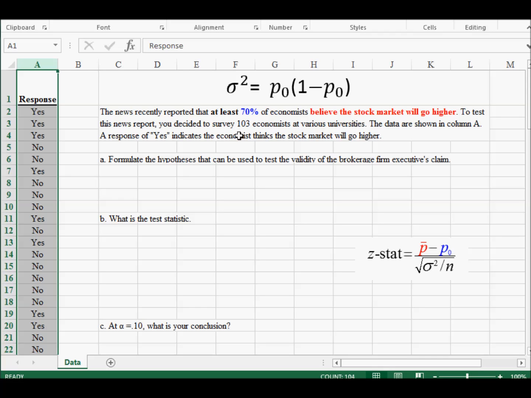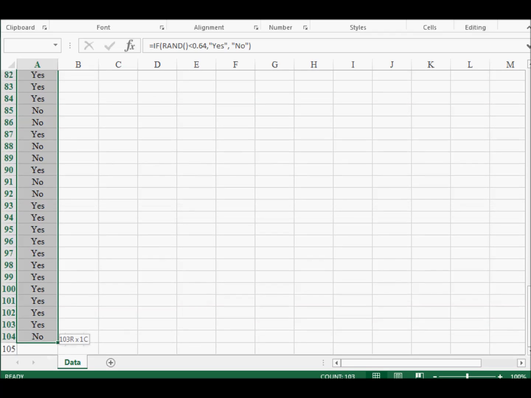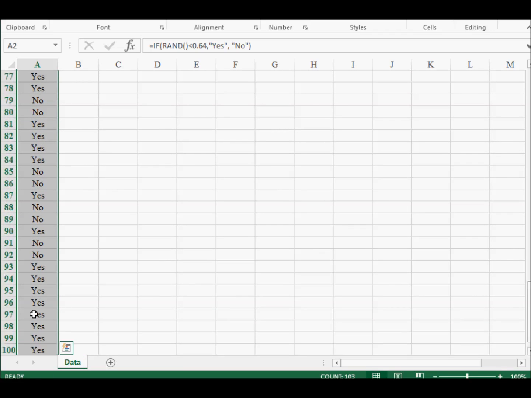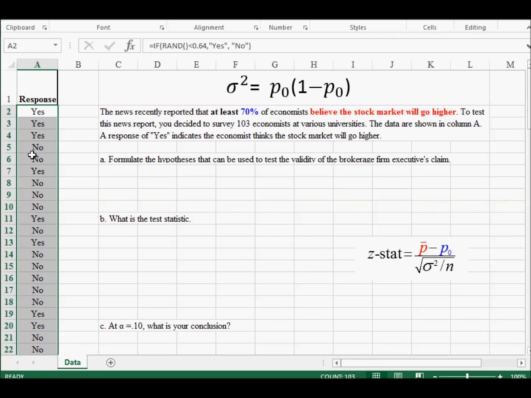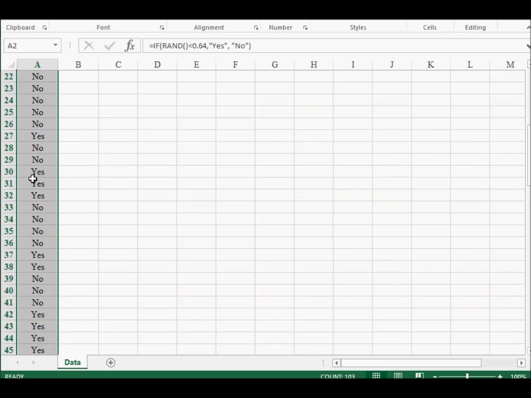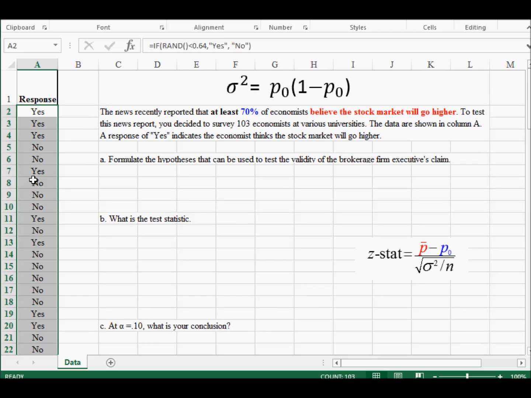So you want to test this news report, and you decide to survey 103 economists from various different universities. These are the results from a survey, and there are 103 of them. Some of them said yes, and some of them said no. It looks like maybe it's split, yes, no. But we'll look at it in more depth a little bit later.